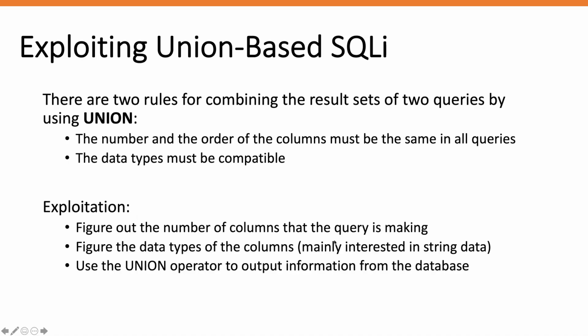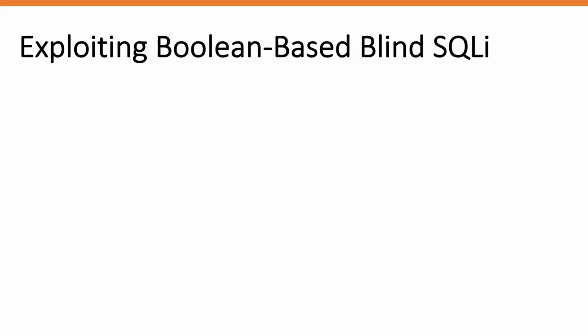we talked about how to figure out the number of columns that the query is making. We also talked about how to figure out the data types of the columns. If you have columns that are being outputted on the page and they use string data, then you could use the union operator to output information from the database. And that's how you exploit union-based SQL injection.